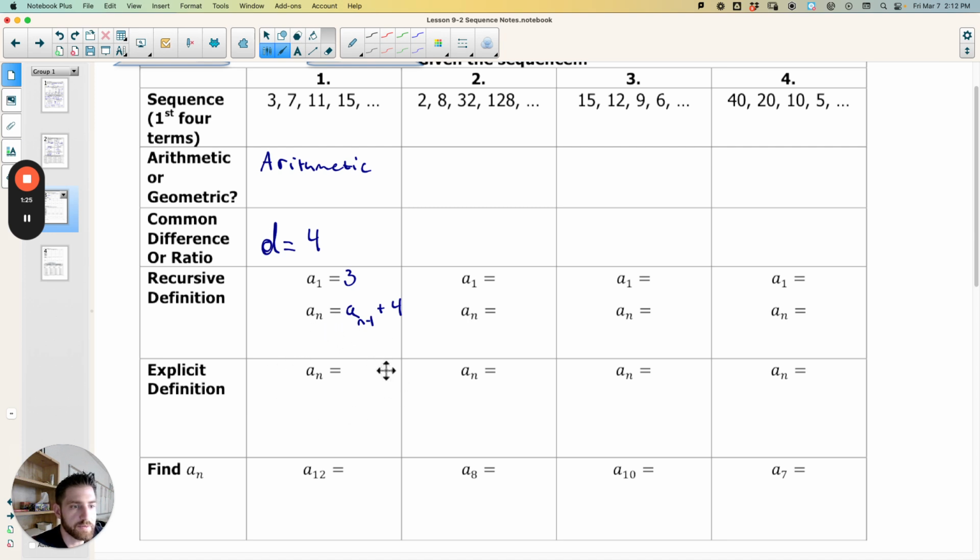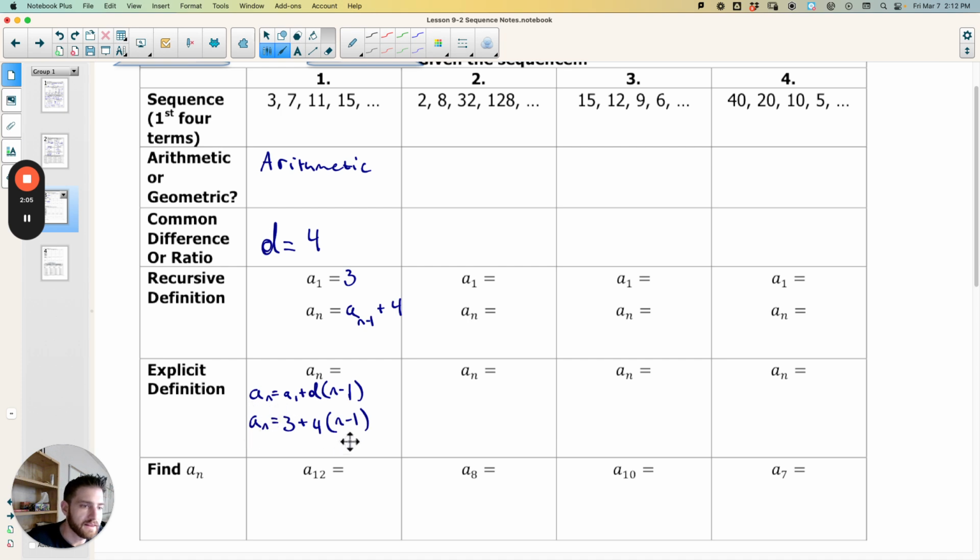Now let's figure out the explicit definition. Okay, so the explicit definition, you are going to plug it into this formula. So I'm just reading it straight off of that previous page. So that's going to be a sub n is going to be equal to a sub 1 plus the common difference d times n minus 1. And we're just going to plug in numbers. Okay, so d is 4 and a sub 1 is 3. So that'll be a sub n is equal to a sub 1, which is 3, plus the common difference of 4 times n minus 1.